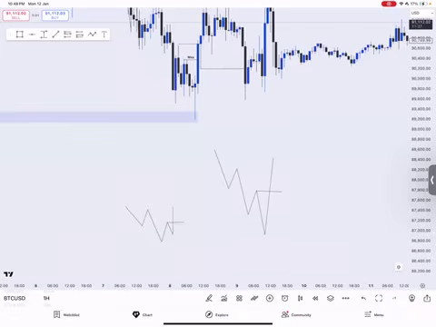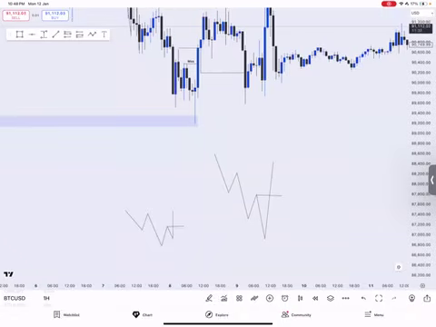So it's somehow to just generalize and call it a breaker. I don't know what to call it, so I'll just call it failed zones. Failed zones, order blocks, and then failed zones. Why I call them failed zones is because price breaks past them.